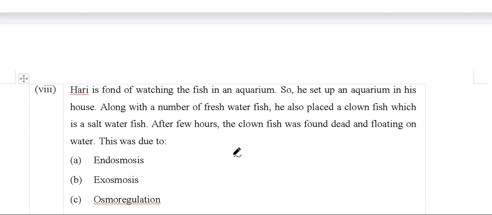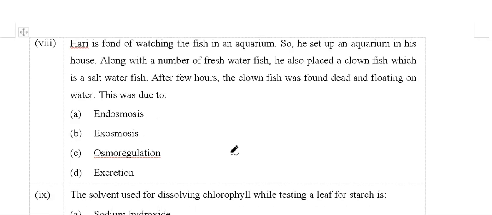Hari is fond of watching the fish in an aquarium. So he set up an aquarium in his house. Along with a number of freshwater fish, he also placed a clownfish, which is a saltwater fish. After a few hours, the clownfish was found dead and floating on water. So what actually happened here?